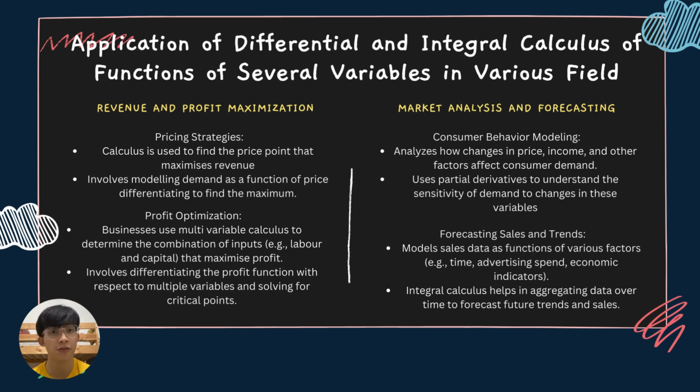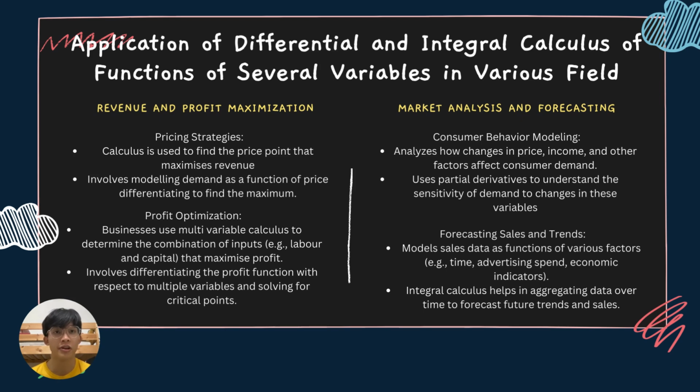The next one is profit optimization. Businesses use multivariable calculus to optimize profits by analyzing how different inputs like labor and capital can affect profitability. This involves differentiating the profit function with respect to multiple variables to find the optimal combination of inputs.